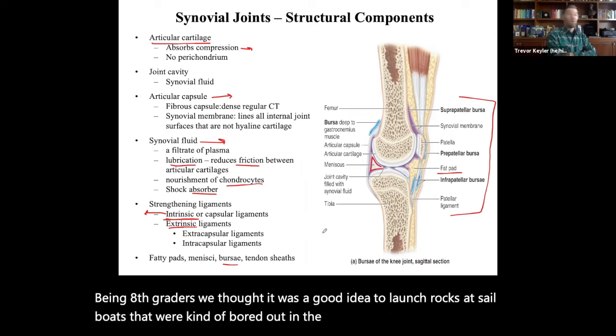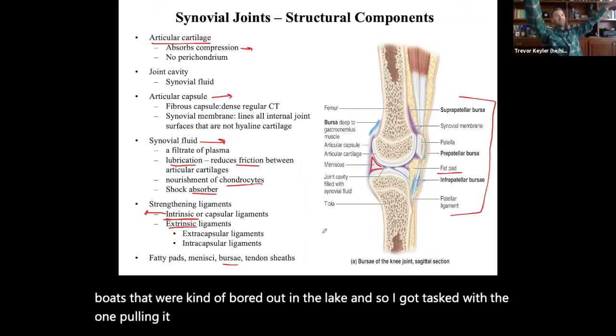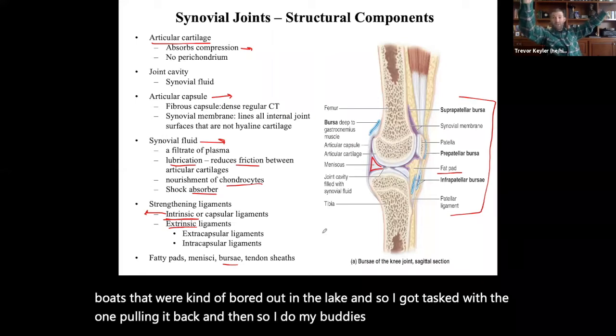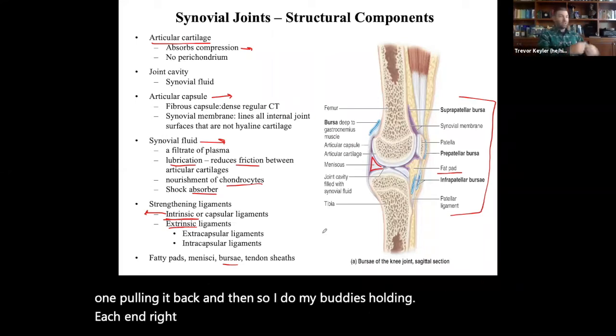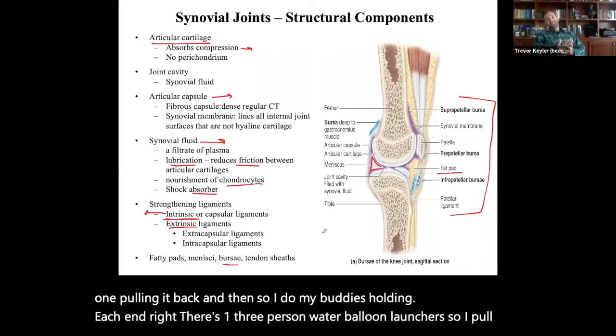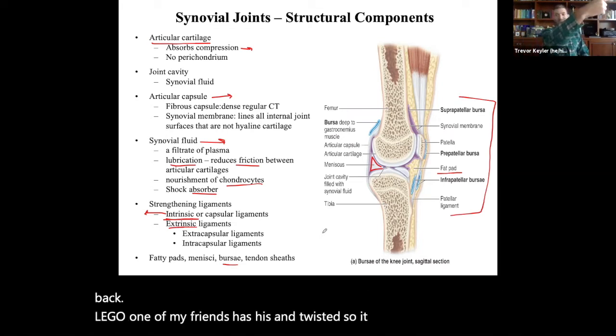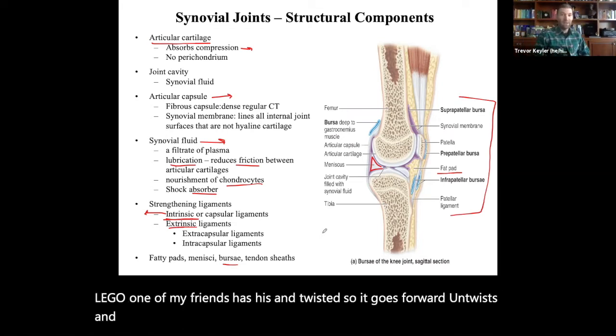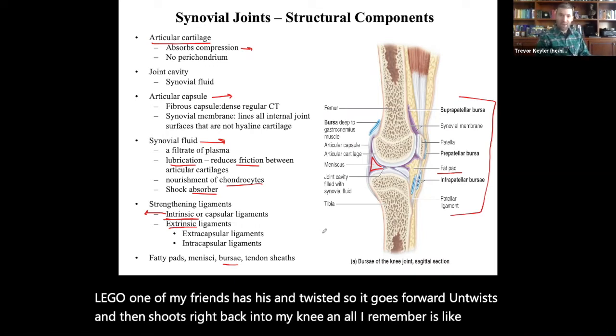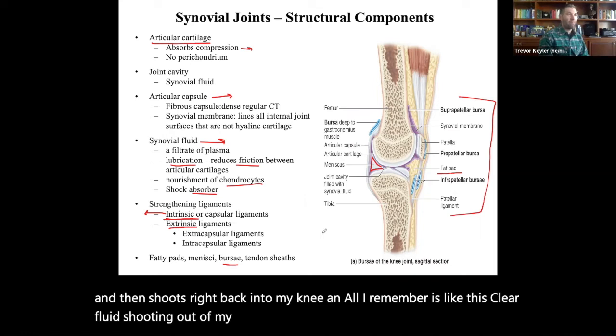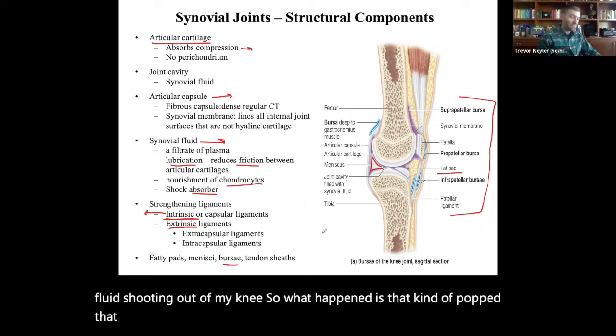And so I got tasked with pulling it back, and I had 2 of my buddies holding each end, right? It was one of those 3-person water balloon launchers. So I pull it back, let go. One of my friends has his end twisted. So it goes forward, untwists, and then shoots right back into my knee. And all I remember is this clear fluid just shooting out of my knee. So what had happened is I had popped that bursa. Okay, pretty gross. Then bones were contacting one another, and I couldn't walk for a long time.